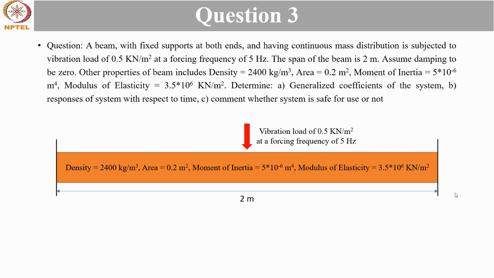So we have been given a continuously mass distributed beam fixed at both ends. The span of the beam is 2 meter. A vibrating load of 0.5 kg per meter cube is acting, which is vibrating at a forcing frequency of 5 hertz. We know the density, area, moment of inertia, and modulus of elasticity of the beam. We need to determine the generalized coefficients of the system, the response of the system with respect to time, and comment whether the system is safe for use or not.